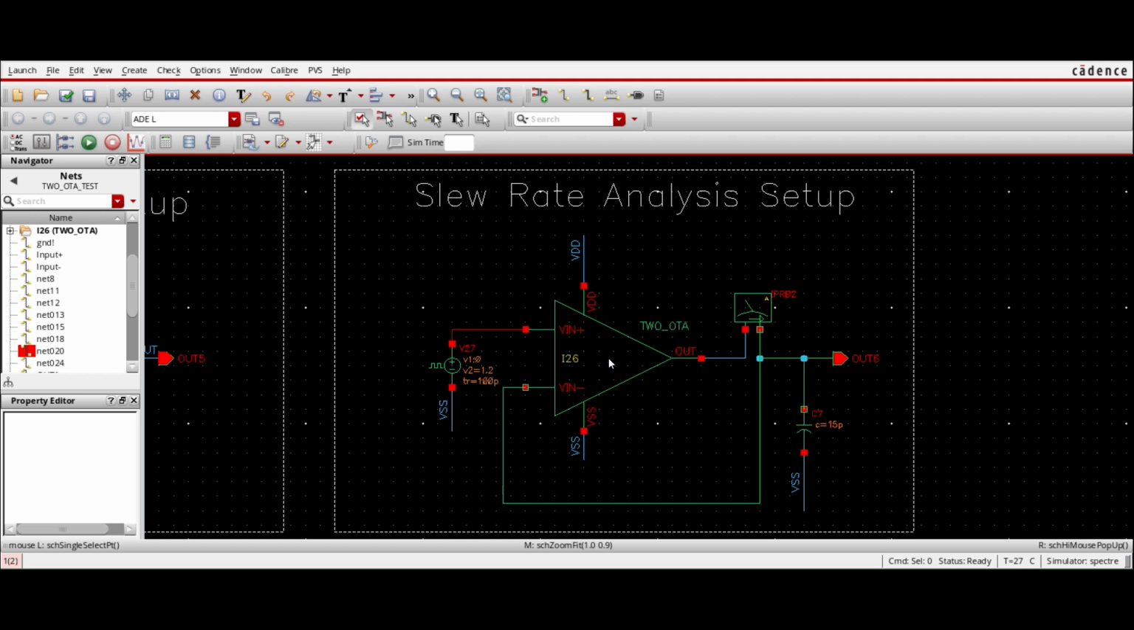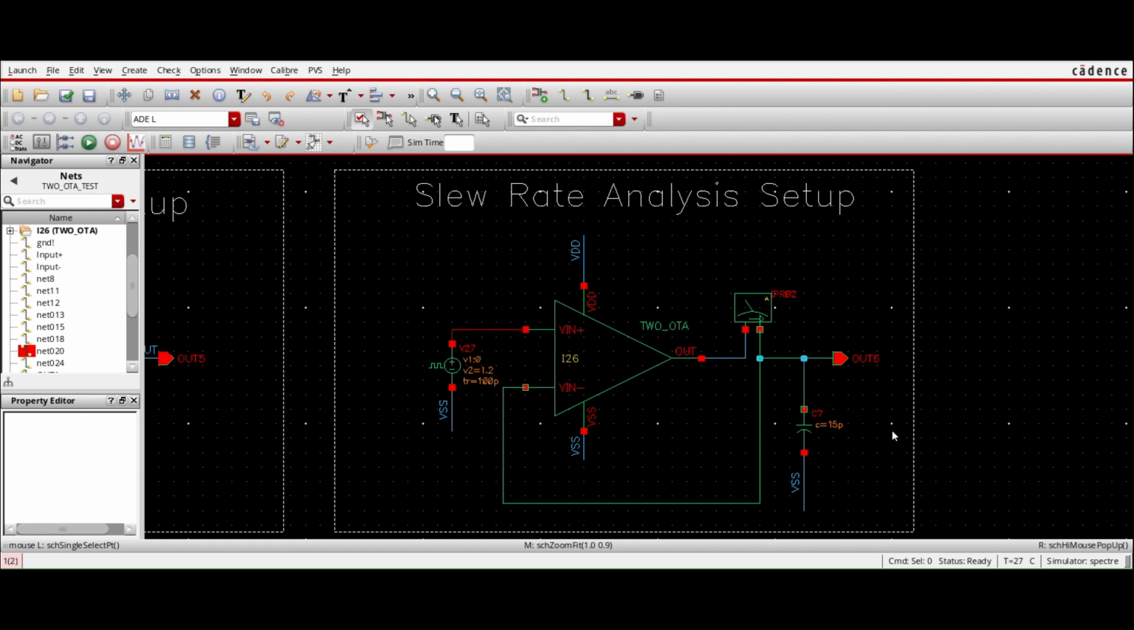Hello, in this tutorial, I'm going to show how to calculate the slew rate of a two-stage OTA. Basically, slew rate is a measure of how fast its output voltage responds to a change of its input. So, to measure or calculate the slew rate, basically we put a square wave in the input and then we observe its response in the output, how fast the response will come.